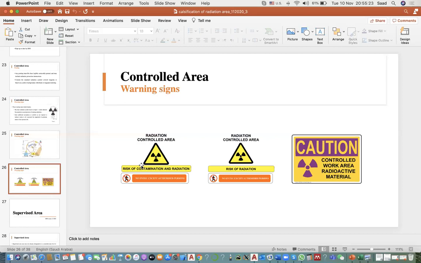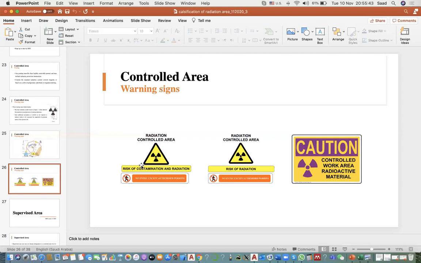So if you go directly to IAEA, you will find different guides there for medical application, for industrial application, for occupational exposure. Everything's there, so we can get the information there. Okay, thank you.